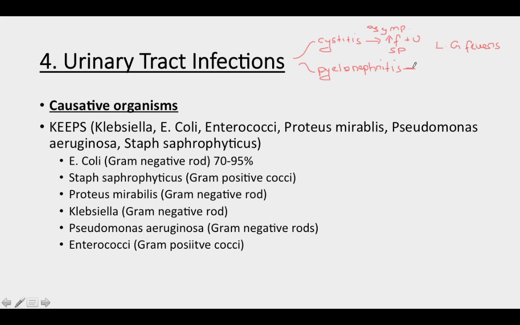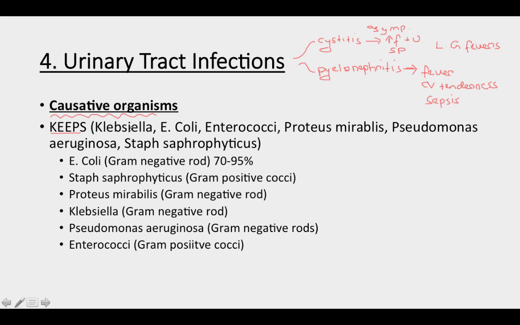Pyelonephritis is much more serious because the infection has ascended all the way to the kidneys. It can present with fevers, chills, rigors. It can present with costovertebral tenderness and features of sepsis. So when you suspect a urinary tract infection, you have to be aware of where you think that infection has reached. And the causative organisms are a lot of the commensal organisms of the gastrointestinal tract.